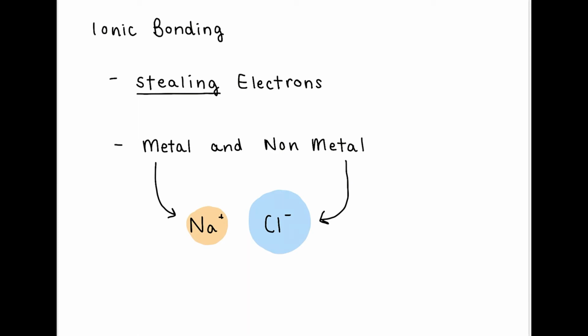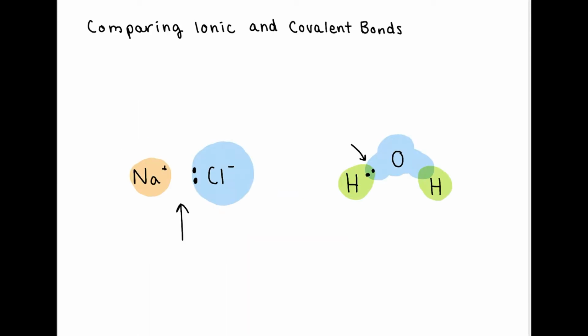Now let's look at the differences between covalent and ionic bonds. On the left is pictured an ionic bond between sodium and chlorine. Chlorine is far more electronegative than sodium. This causes it to steal a pair of electrons from sodium. This creates a negative charge on chlorine and a positive charge on sodium. On the right, you can see a covalently bonded water molecule. The electrons between hydrogen and oxygen are being shared. This is because the differences between the electronegativities of hydrogen and oxygen are very small.